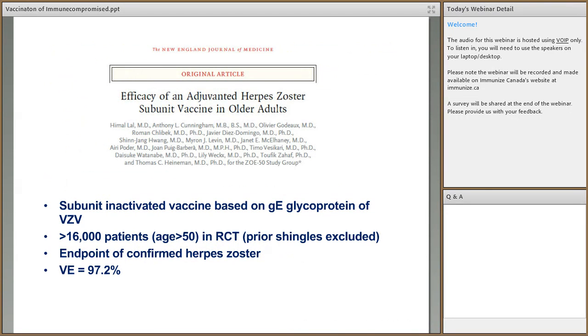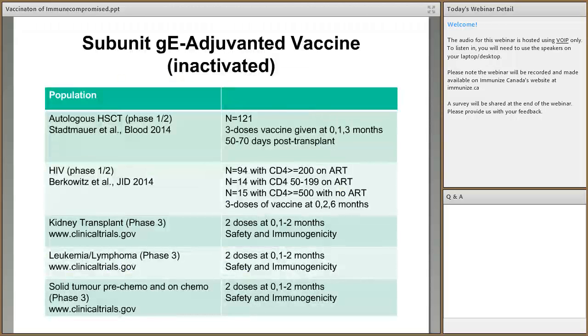Now, having said that, the herpes zoster vaccine on the market is the live vaccine. However, we know that there is a subunit vaccine that has been evaluated in clinical trials. So this is an inactivated vaccine based on the gE glycoprotein of varicella zoster virus. In this study, there were greater than 16,000 patients, age greater than 50 years old. And the endpoint was confirmed herpes zoster, and the vaccine efficacy was 97%. So there was a very good vaccine efficacy for this inactivated vaccine.